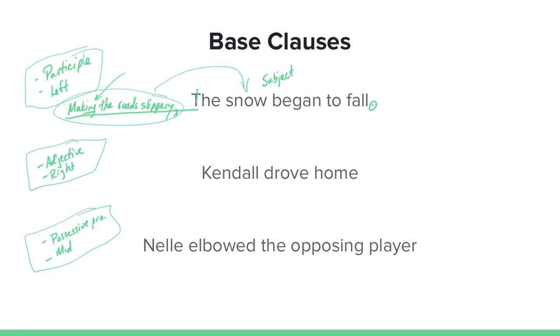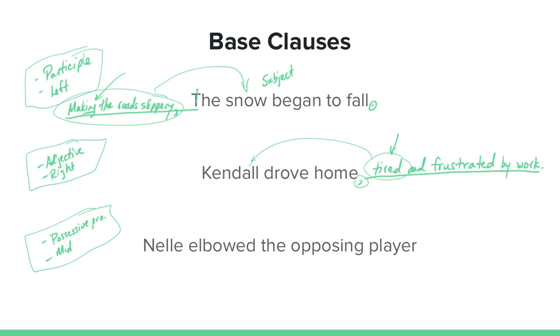Second example, the base clause is Kendall drove home. I'm going to do an adjectival step using an adjective, and I'm going to make it right branching. So we need a comma separating it out, and then I added an adjective. Kendall drove home, tired and frustrated by work. So the adjective tired describes Kendall. Because you're right branching, it's usually going to modify the subject of the sentence still.